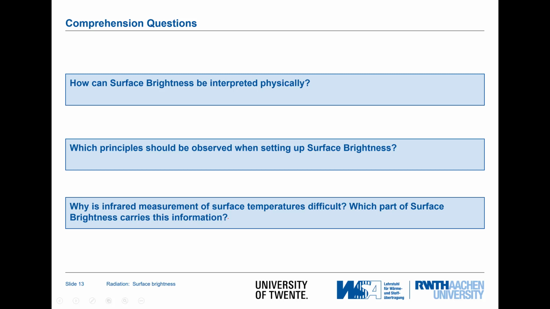This brings me to our comprehension questions. You should be able to answer the question how the surface brightness can be interpreted physically. Then you should be able to name the principles which are observed when we set up the surface brightness, and as I indicated by the camera, have a look at how we can measure infrared radiation to determine surface temperature, and there you need to know which part of the surface brightness this information is carrying.